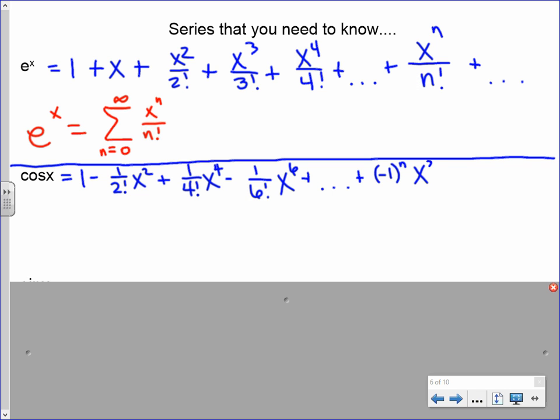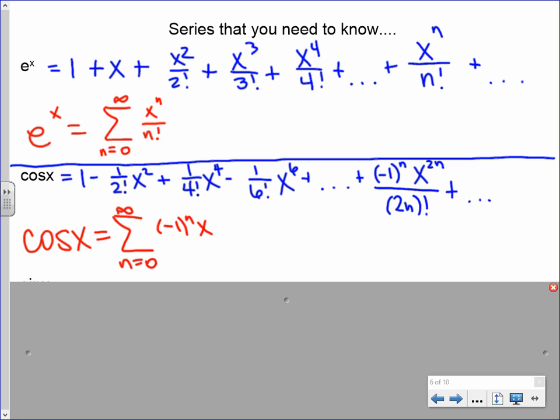2n. Yep. Over, we only have the even factorials. So our cosine of x power series is the sum from n equals 0 to infinity of negative 1 to the n x to the 2n over 2n factorial.